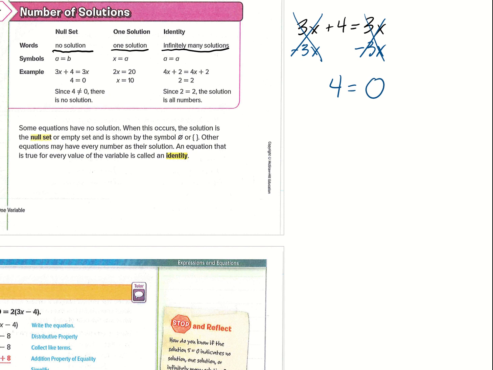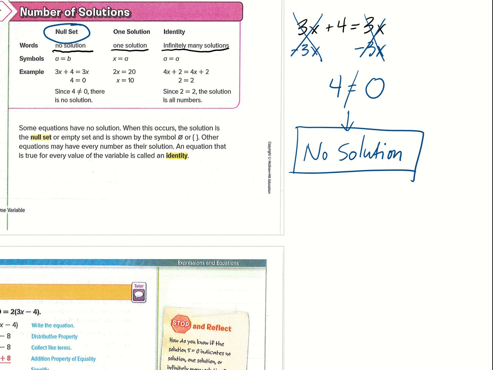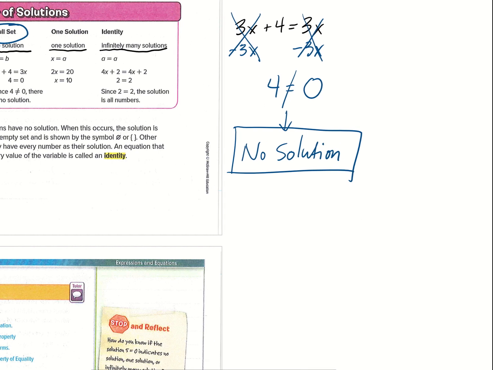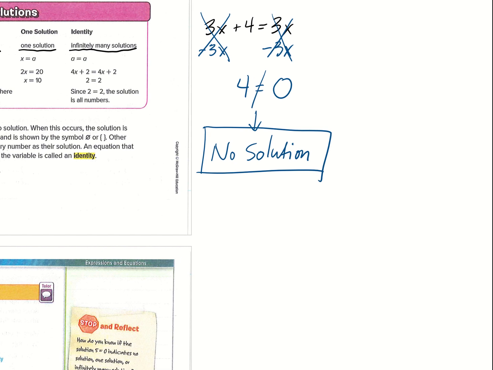4 equals 0 is not true. There is never ever going to be a time where 4 and 0 are equal to each other. Since they are not equal, this means we have no solution. Up here, they call it a null set, but I am totally fine with you just saying no solution. So there's the first example. The next example is if we have one solution. This is like most of the problems that we've done in the past.